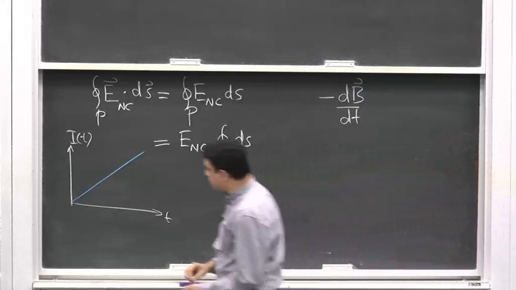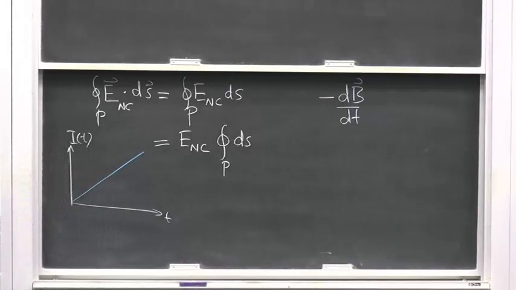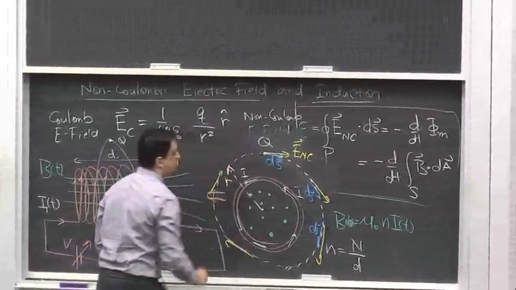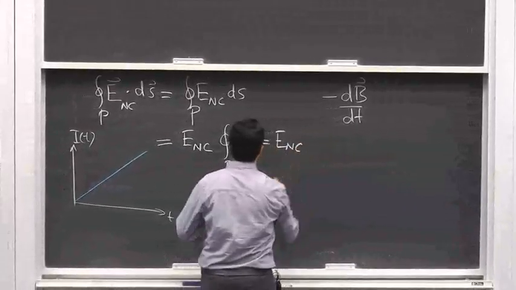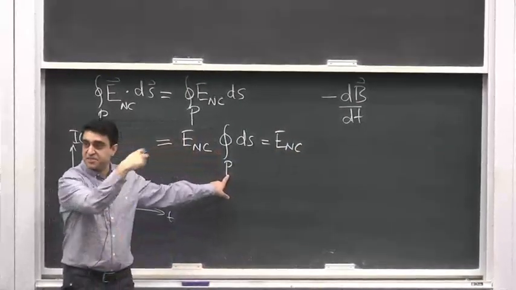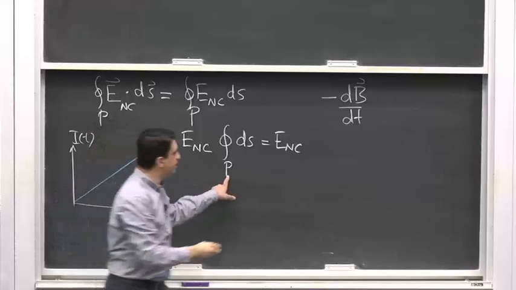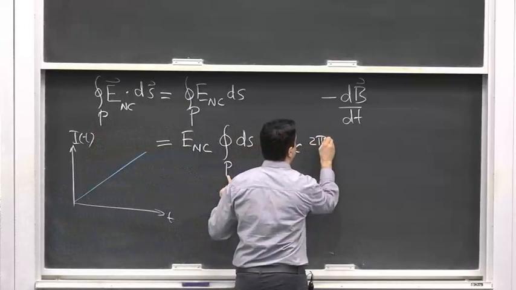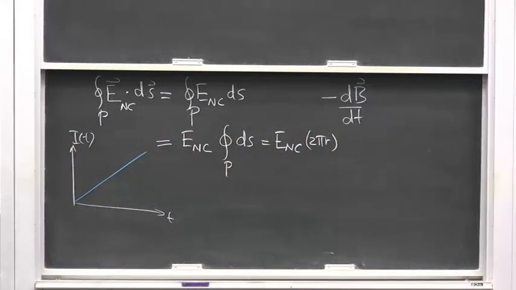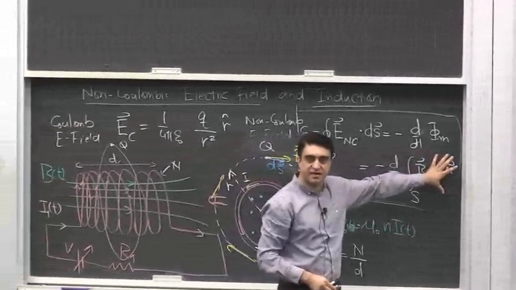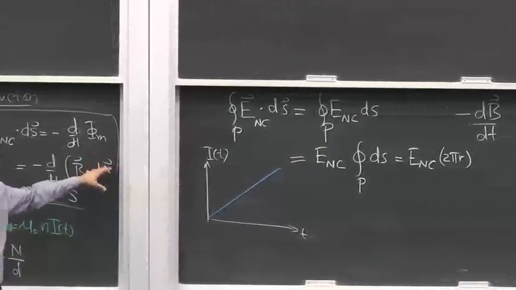True? So let's say the distance from the center of the closed path is r. What would be that integral? It would be just the circumference of that circle, and that would be 2 pi r. So I've taken care of the left hand side. Now I have to take care of the right hand side and find out what the right hand side is.